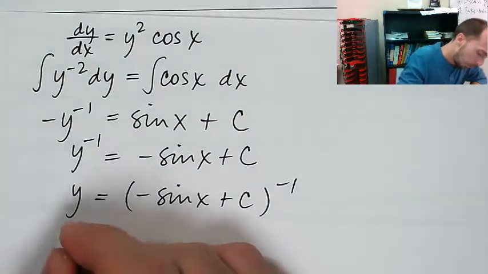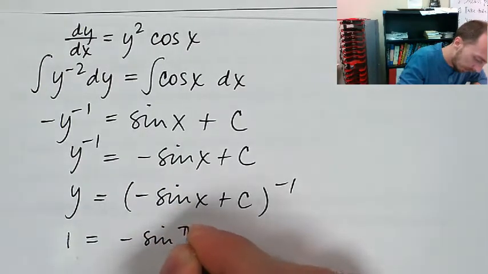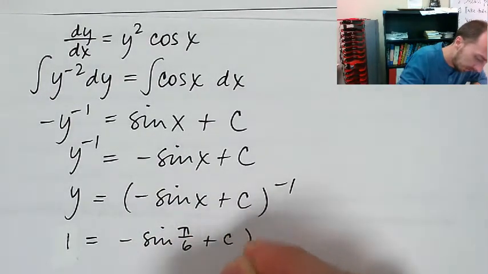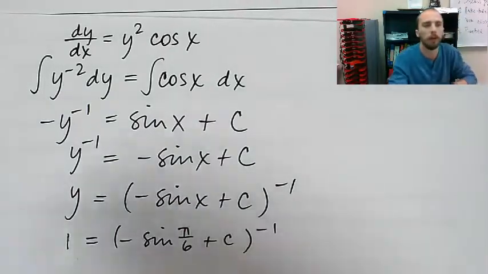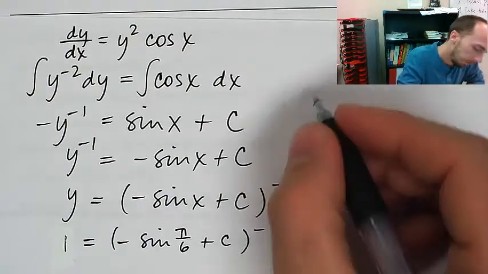Right. 1 is equal to the negative sine of pi over 6 plus c to the negative first power. Okay, well I know that 1 is going to be 1 to the negative first power, so I need negative sine of pi over 6 plus c to equal 1.